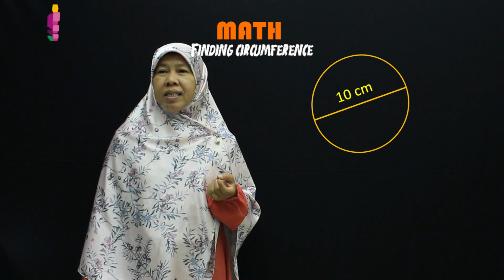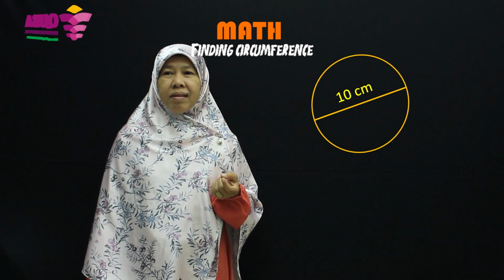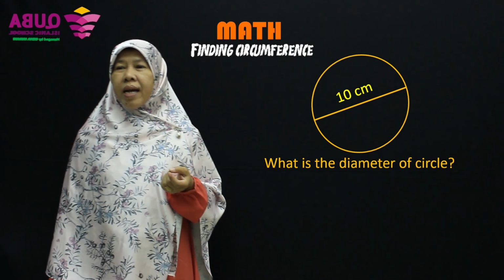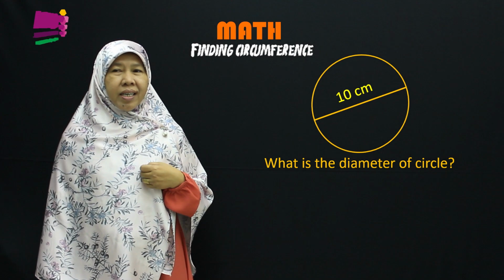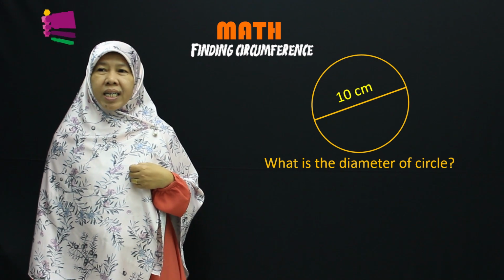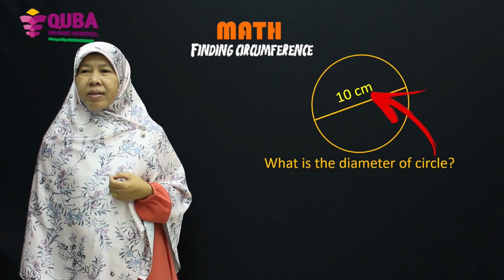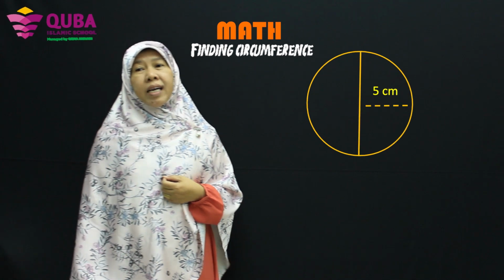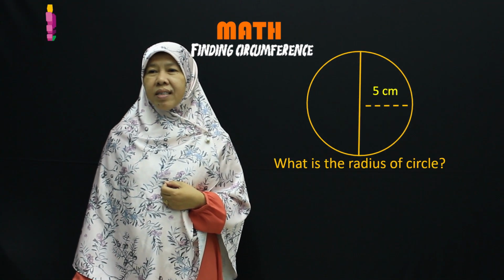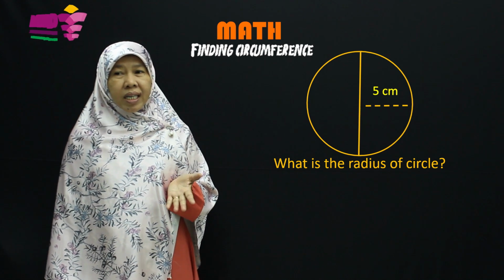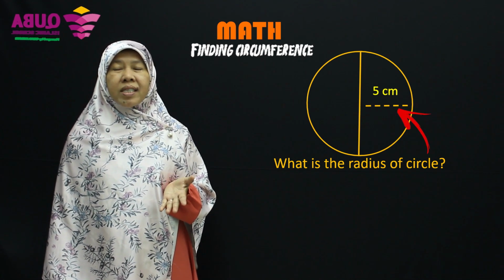The first picture: what is the diameter of the circle? The diameter of the circle is 10 centimeters. How about the second picture? What is the radius of the circle? The radius of the circle is 5 centimeters.